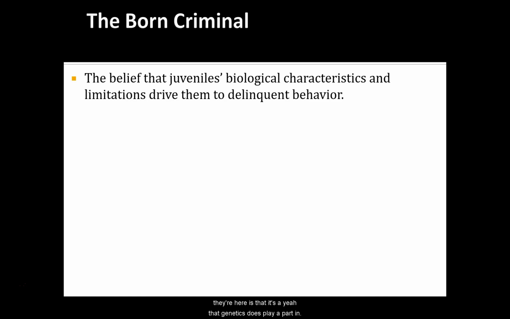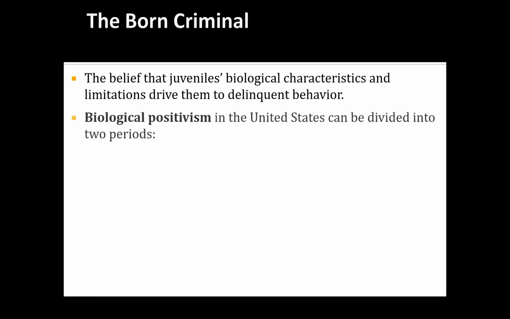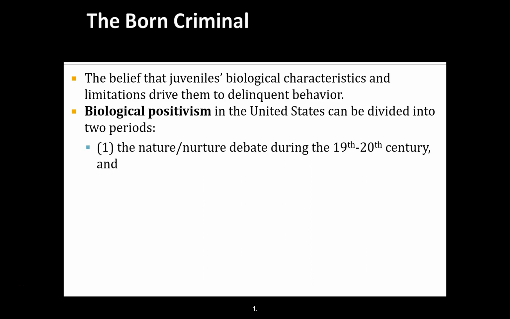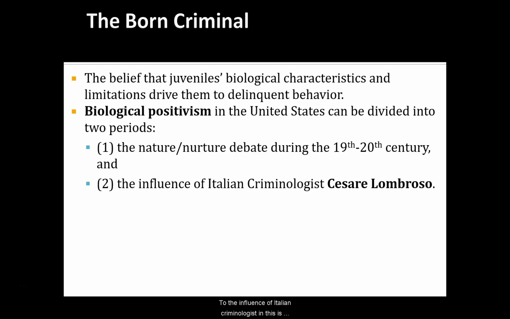But there are theorists that say, yeah, genetics does play a part in this. And that's called biological positivism. And in the United States, it can be divided into two periods. One, the nature-nurture debate during the 19th and 20th century. And two, the influence of Italian criminologist, and this is important to know, Cesare Lombroso. You may see him in a quiz, just a clue.